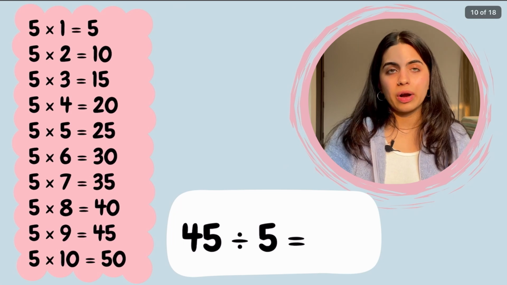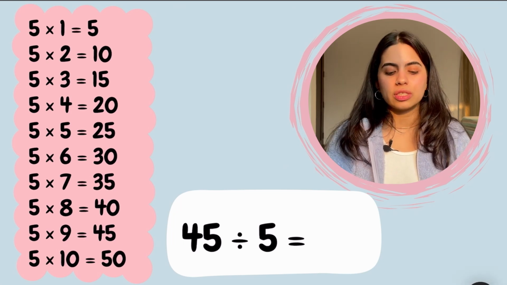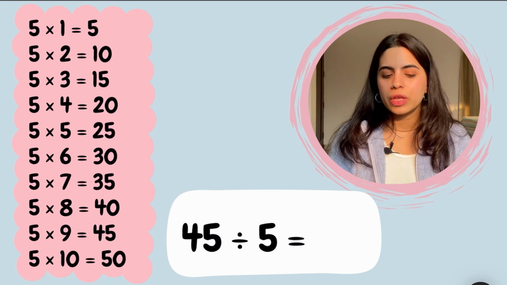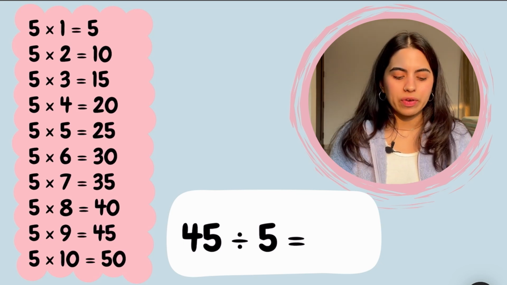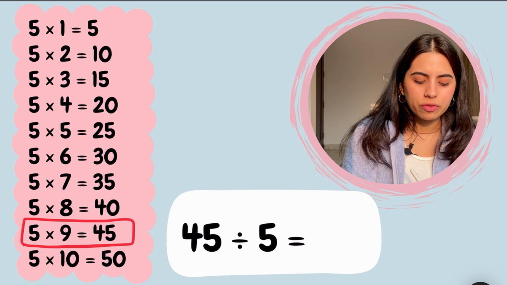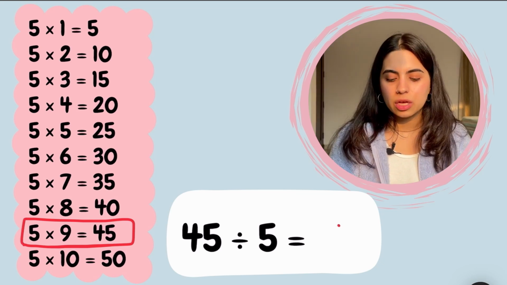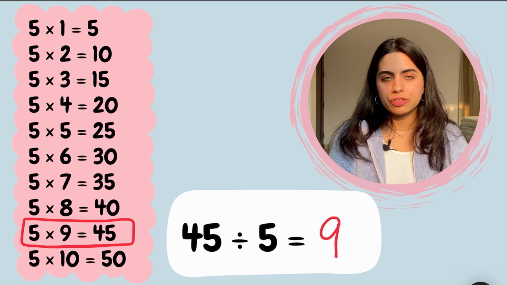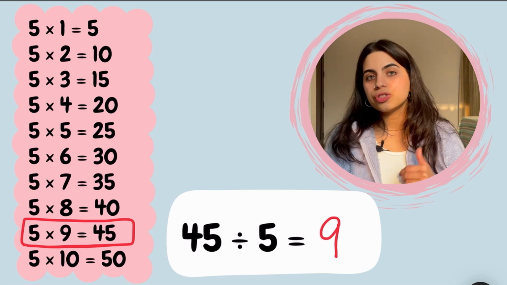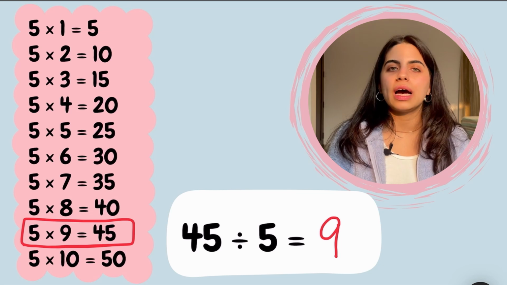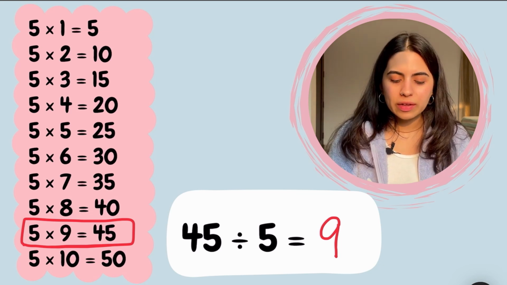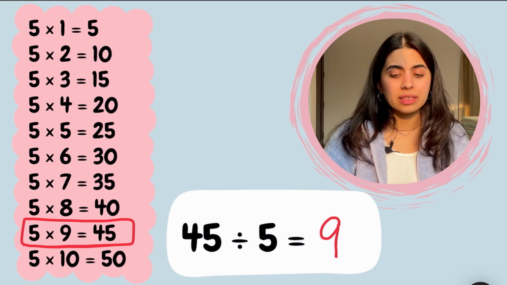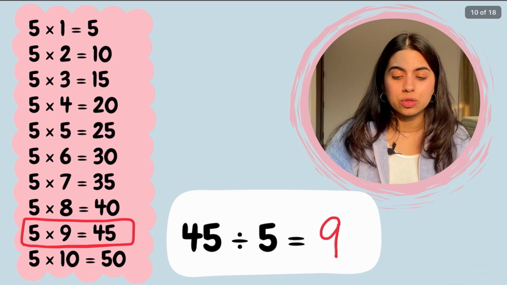Another question. Now again, the divisor has changed. The divisor is 5. That is why I'm using the times table of 5. 45 divided by 5. Where does 45 lie in the table of 5? Right here, 9 times. So 9 will be my answer, which is the quotient. In division, we call the answer quotient, just like in multiplication, we call the answer product. So 45 divided by 5 is 9.